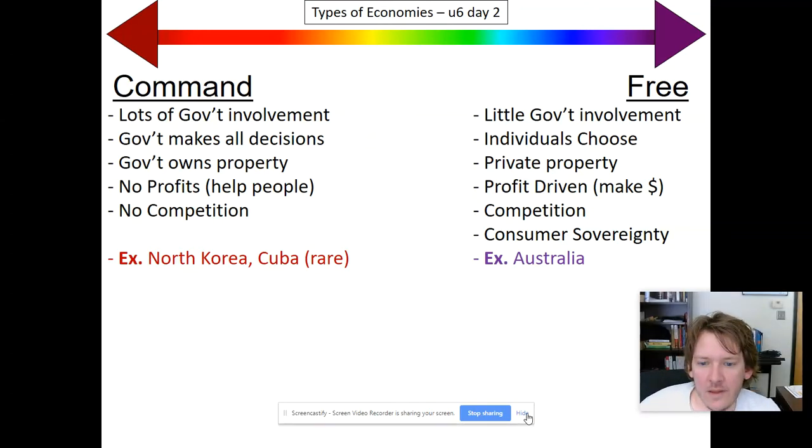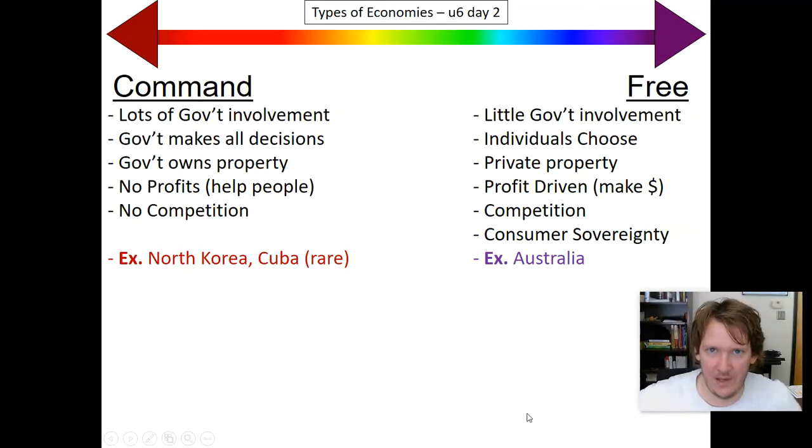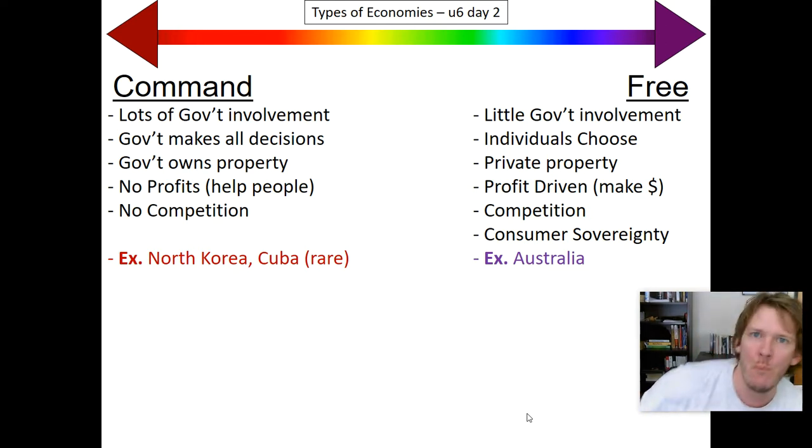Today we're going to talk about the different types of economies. What is a different economy? The easiest way to think of this is to think of another country and just think about a market or a marketplace where goods are bought and sold.